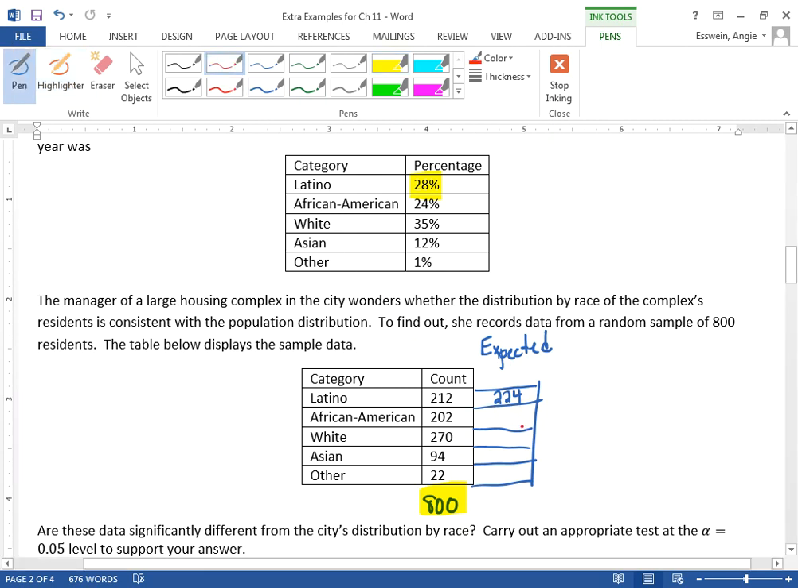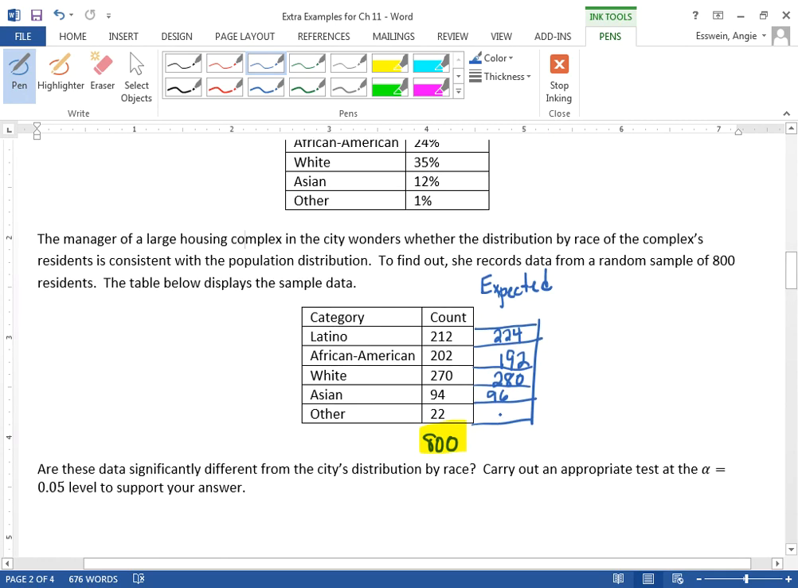So African American, we expected 192. White, we expect 280, even though we got 270. And Asian, we expect 96, even though we got 94. And other, we only get 8 here. So it looks like that component might contribute the most to there being a difference. But like Asian looks very similar.